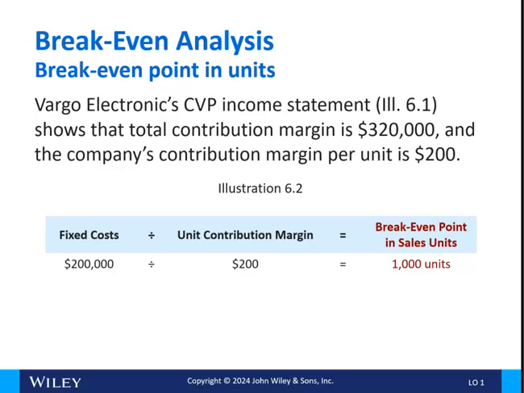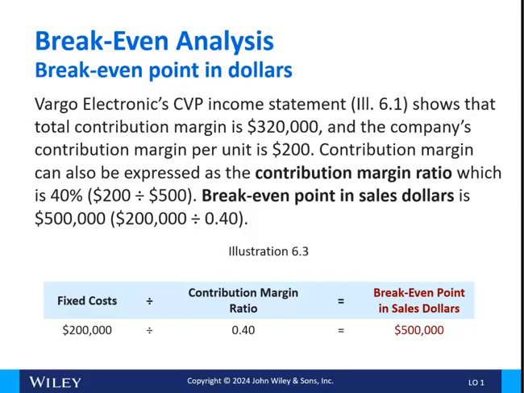So what we just looked at, we had total contribution margin of $320,000. Per unit is $200. So we can figure out what the break-even sales units are by taking our fixed costs, which was $200,000, divided by our contribution margin per unit, $200. And we see that it's 1,000 units to break even. Remember, breaking even is when our contribution margin equals our fixed costs. So we have zero net income.